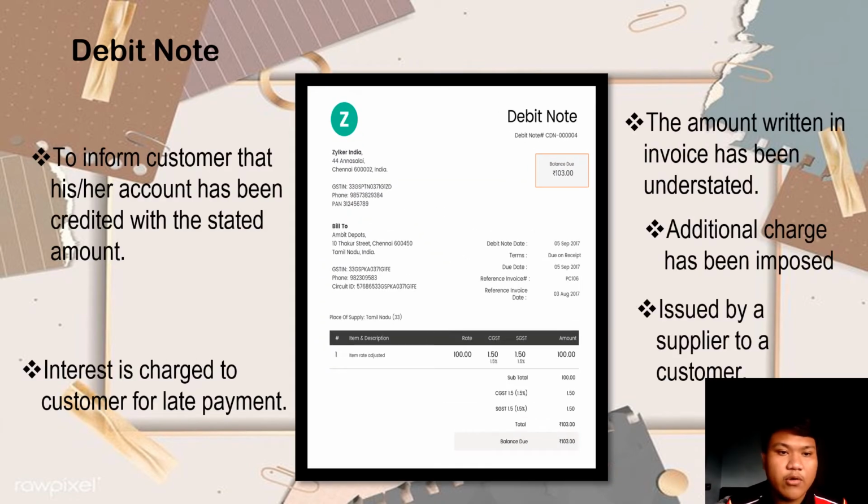Okay, now we're going to continue with a debit note. A debit note is used to inform a customer that his or her account has been debited with the stated amount. Interest is charged to the customer for late payment, the amount written in the invoice has been understated, or an additional charge has been issued from supplier to a customer.